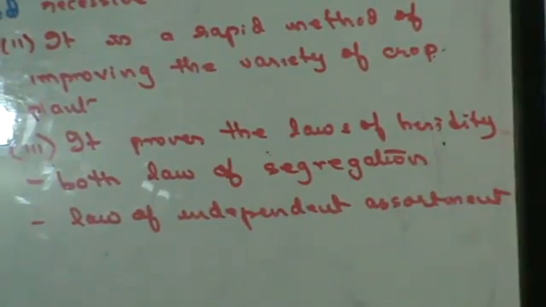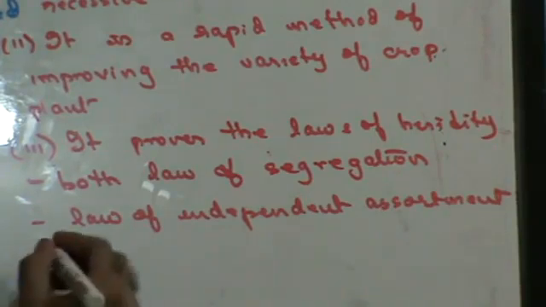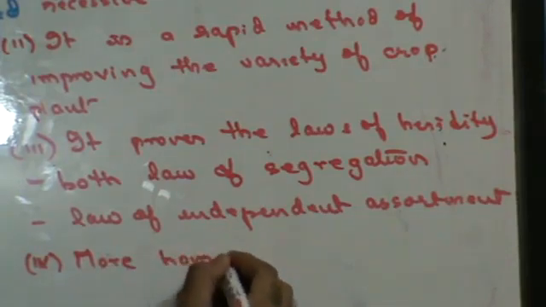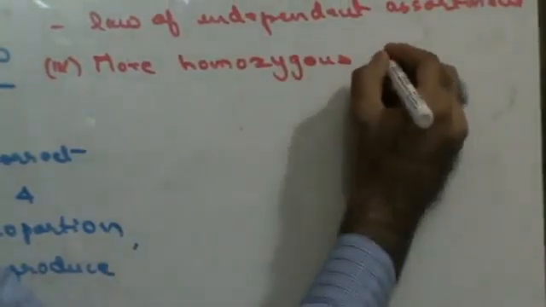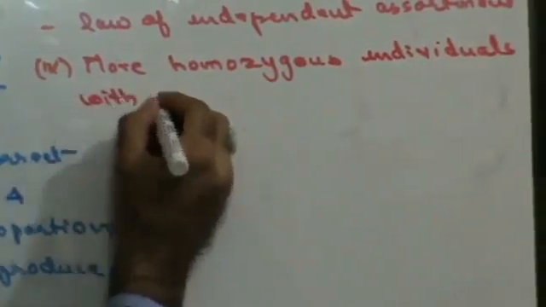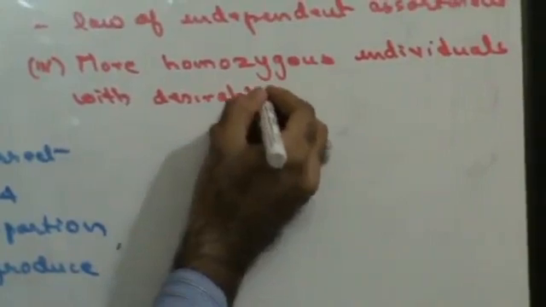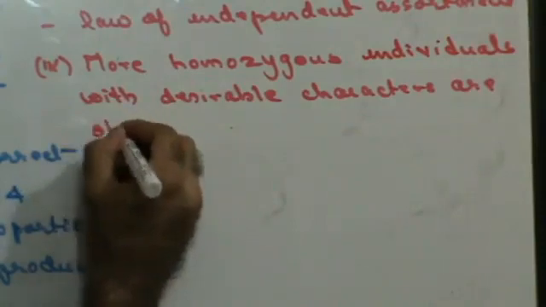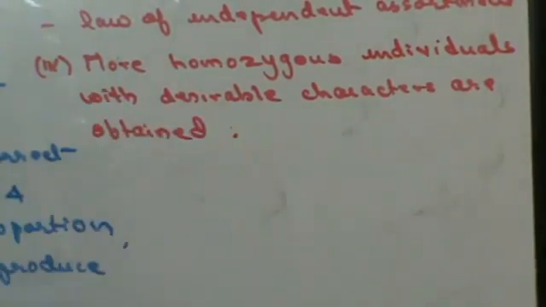And last, more homozygous individuals with desirable characters are obtained using test cross. More homozygous individuals with desirable characters are obtained. So that's your significance of test cross, right?